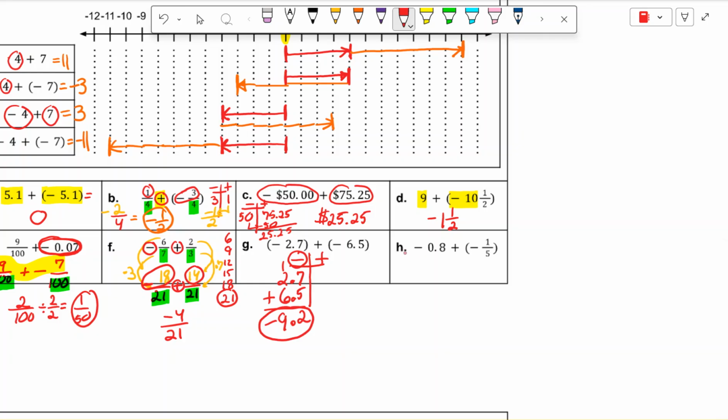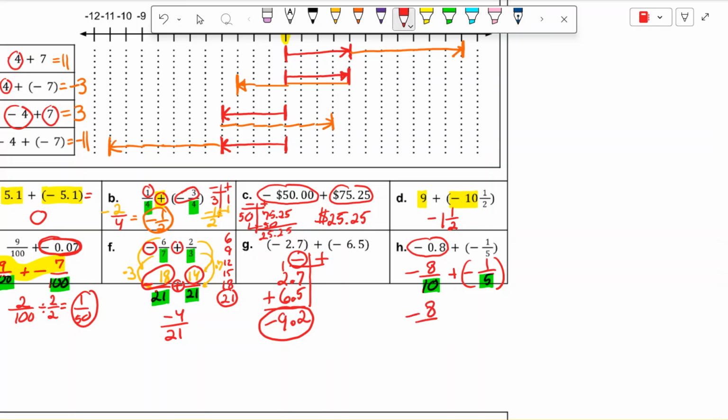All right, now this next one, H. Negative 8/10 plus negative 1/5. I like changing decimals into fractions. They're just a whole lot easier. That's negative 8/10. If you learn to say them, you're going to say the fraction out loud. Plus negative 1/5. Now our denominators do not match, but it's an easier one than usual because 5 can go into 10.